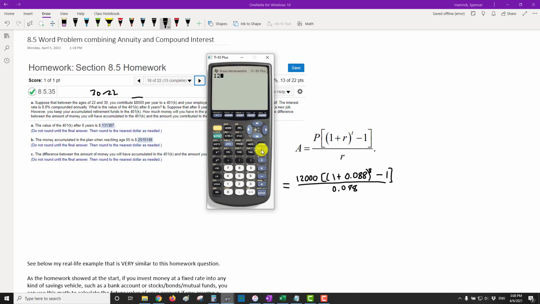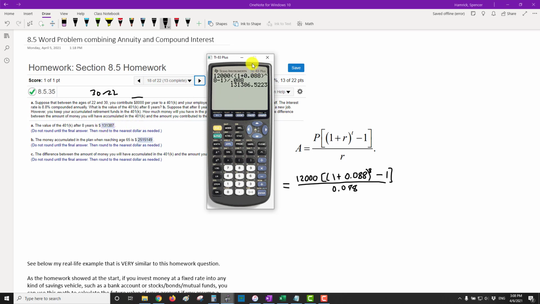So we'll enter 12,000, double parentheses, 1 plus 0.088, close parentheses. We're going to raise that to the 8. Then we're going to subtract 1 and close another parentheses. Then we'll divide that by 0.088, and we get 131,386. Round to the nearest dollar, so we round that up to 131,387, and that's where we get that number there.